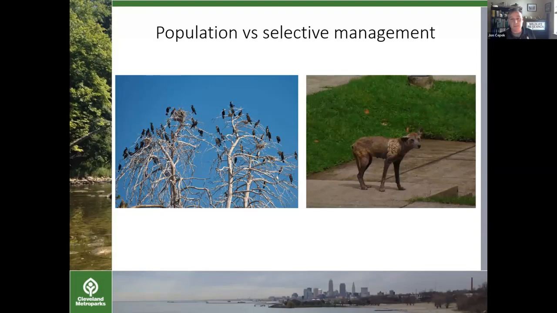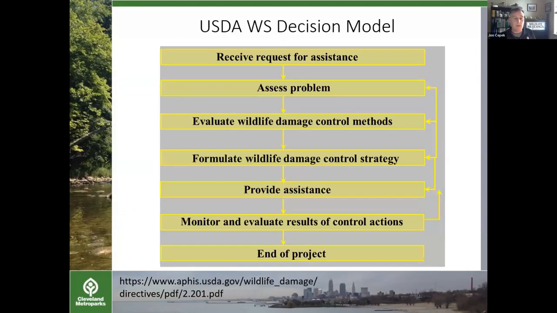So after giving examples of population management on regional issues, let's talk about this as a wildlife professional evaluating damage at a local level. One reference I have found helpful in my career is this from Wildlife Services. So Wildlife Services is tasked by federal government to assess situations and assist in resolving human-wildlife conflicts when they arise. And they do this with this decision-making model. This step-by-step approach helps address requests for assistance with wildlife damage. And the steps are to receive a request for assistance, assess the problem, evaluate wildlife damage control methods, formulate wildlife damage control strategy, provide assistance, monitor and evaluate results of the management actions.